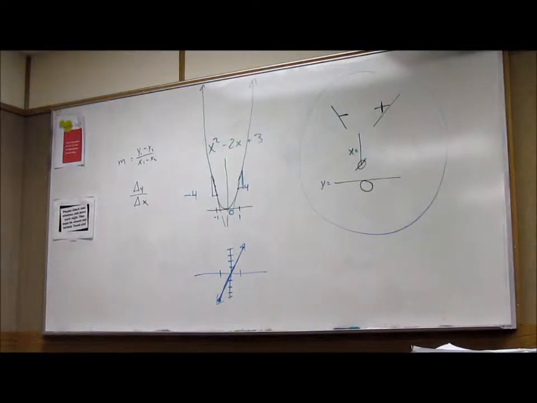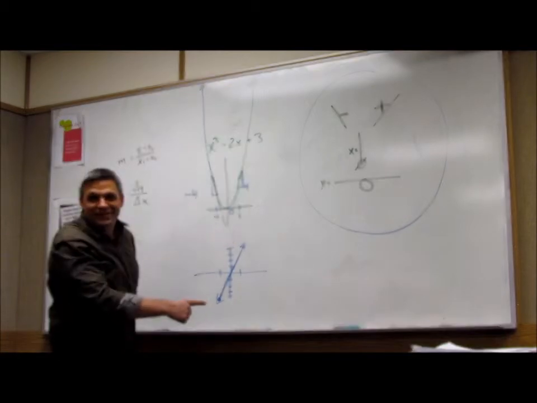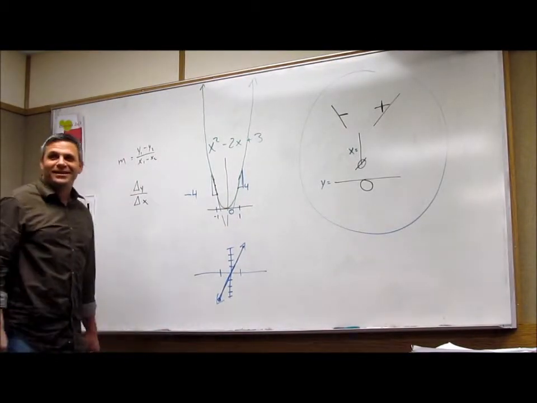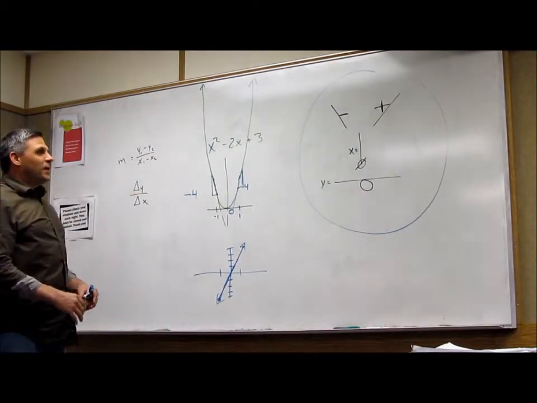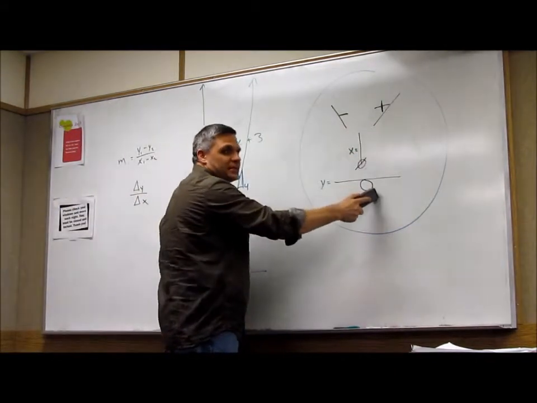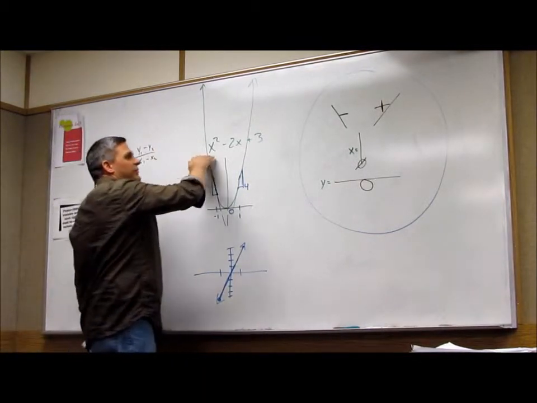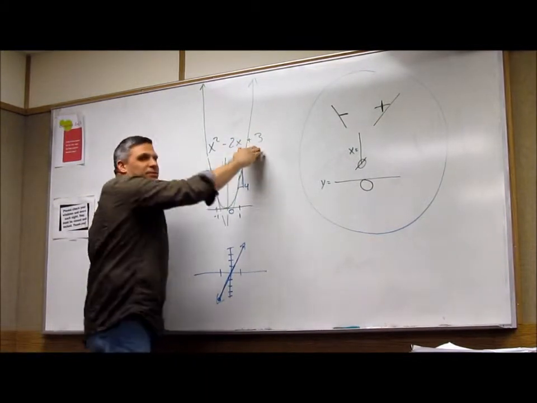And then, okay, to digress. This is everything we just learned, but now we're going to put it on. Alright, so real quick, slopes: negative, positive, no slope, zero slope. Okay, we've got an equation here of x squared minus 2x plus 3.